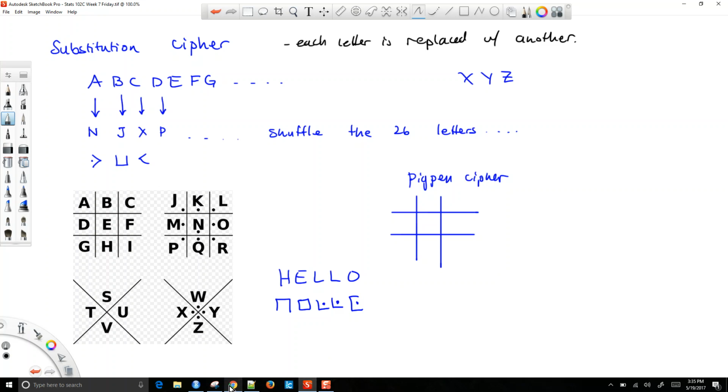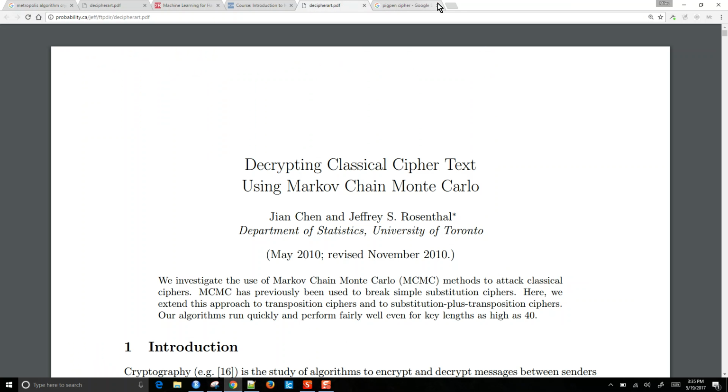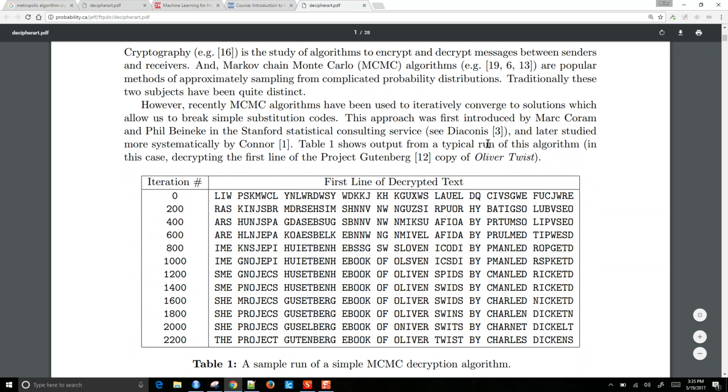Okay, what we're going to do is, let's say you get something that looks like this. This is a substitution cipher, and what we want is to figure out what is encrypted here, okay? And here it took us about 2,200 iterations, but we figured out that the first line is the Project Gutenberg ebook of Oliver Twist by Charles Dickens, okay? But with a substitution cipher in the beginning, it looks kind of like this. All right, how did we decrypt this into this, okay?